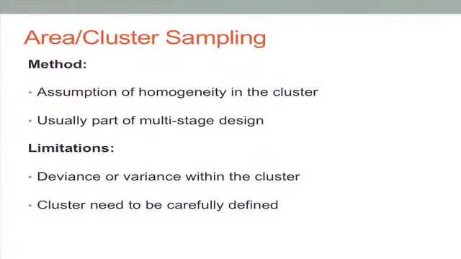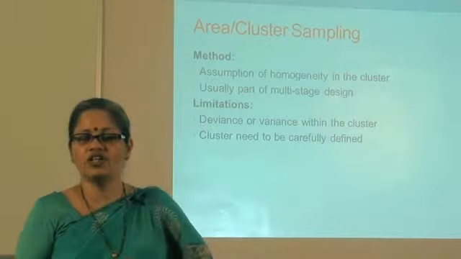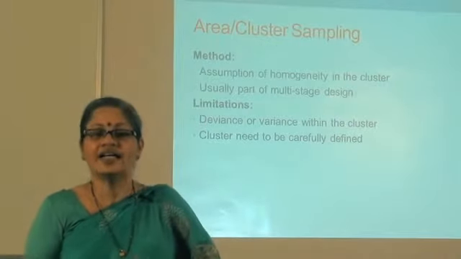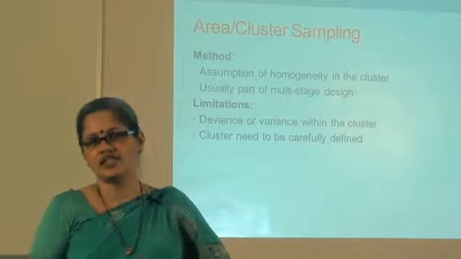What are the limitations? Deviance or variance within the cluster. Although we are saying that it is a homogeneous group, to some extent there can be deviance. Of course, there are individual differences, so naturally that deviance is going to happen. Then the cluster needs to be carefully defined. When we are going for clusters, we should have a clear description of that cluster so that we can get the homogeneous group.